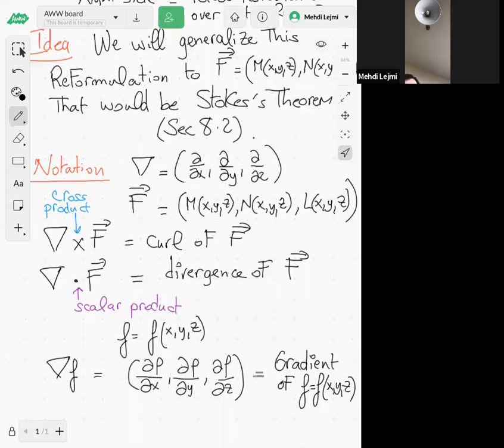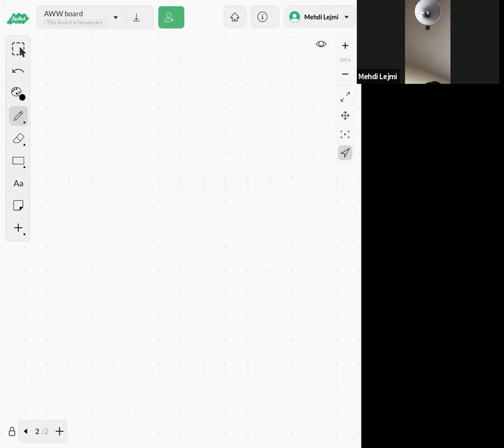Okay, then let's move to the next section. I'm going to make a jump to section 8.3, because it's related to Green's theorem. So this is now section 8.3, conservative vector fields.